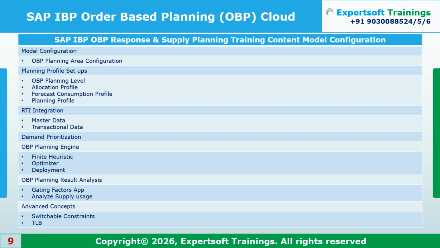We'll go into details about the RTI, how to integrate the data from your S4 to IBP, and how to set up the models to bring the data, whether master data or transactional data, to IBP. All those things we'll discuss in detail. Once you set up the integration between your source system and your IBP for your specific model, we'll see different scenarios. It can be demand prioritization, how it behaves with a heuristic, and how it behaves with the optimizer when considering lot size, lead time, or any other supply constraints.